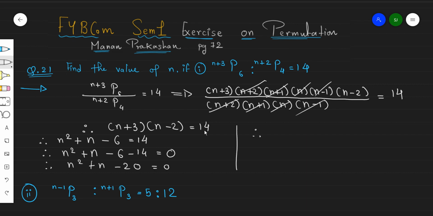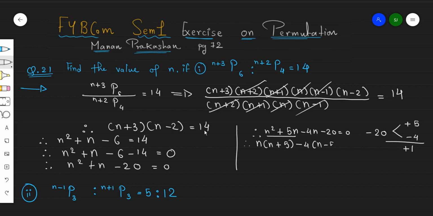Therefore, what can I write? Minus 20 should be divided into two parts such that the sum is plus 1. I think it is really simple. It is nothing but plus 5 and minus 4. Right? This will work. So it is n square plus 5n minus 4n minus 20 is equal to 0. From the first two terms we can take n common, so it is n plus 5. From the last two terms we can take minus 4 common, so it is n plus 5. Very good. Finally, what we get is (n minus 4) into (n plus 5) is equal to 0.